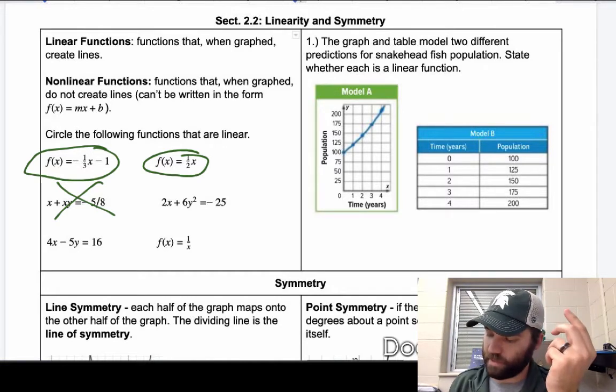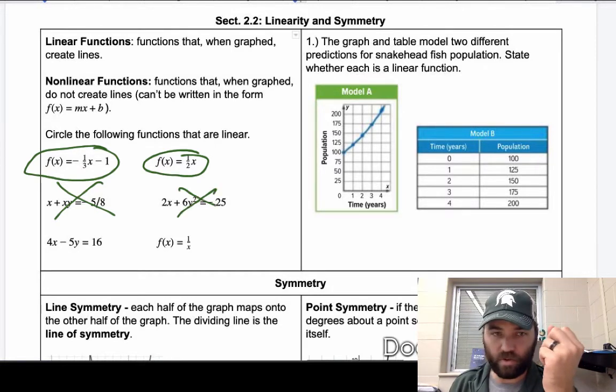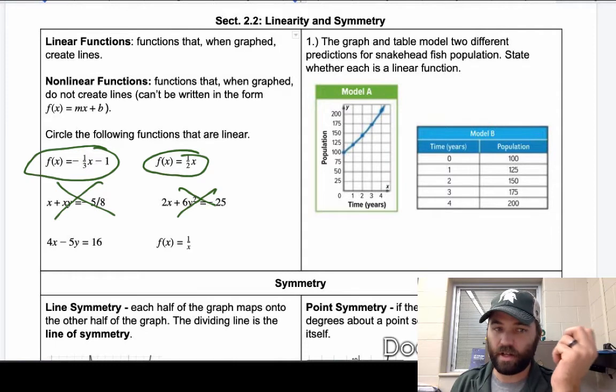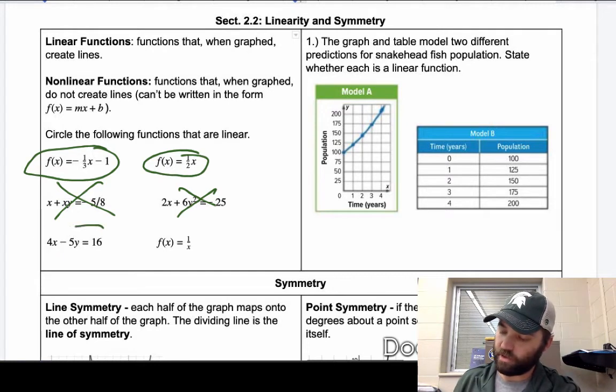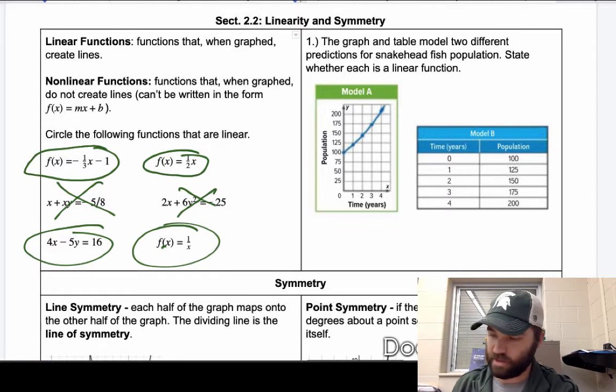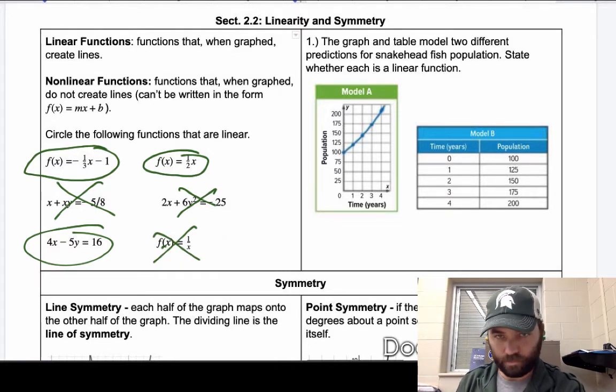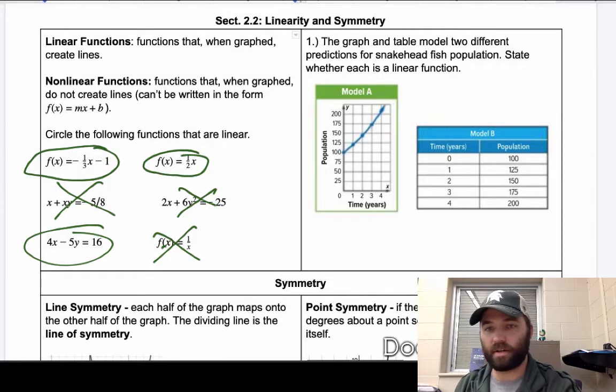This next one then is going to be out because we have a power of 2 on the y. That one's not going to be linear. The next one, if you were to solve that for y, you would find that actually it does work out to be a linear function. And this last one, 1 over x, not going to work. Again, you can graph it and see, but that is not going to be a linear function. All right, let's move on to this application problem here.